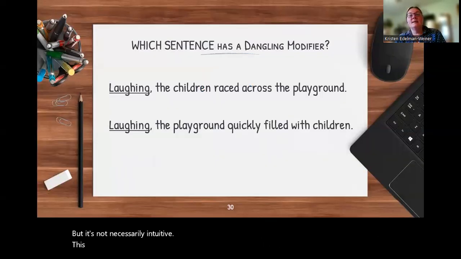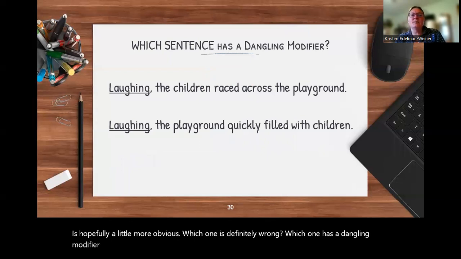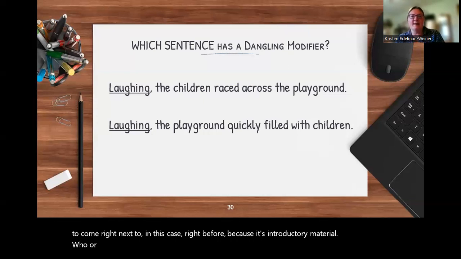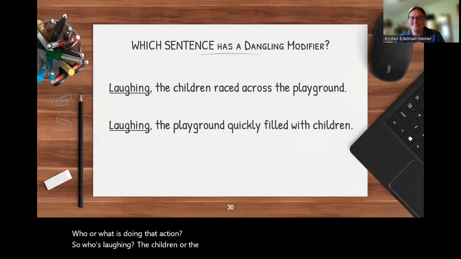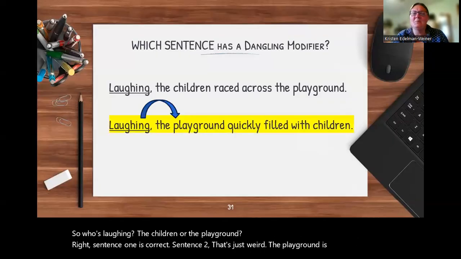This one is hopefully a little more obvious. Which one is definitely wrong? Which one has a dangling modifier? So the introductory material is "laughing." Laughing is our modifier. Remember, it needs to come right next to, in this case right before, because it's introductory material, who or what is doing that action. So who's laughing? The children or the playground? Right. Sentence one is correct. Sentence two, that's just weird. The playground is laughing? Probably not.